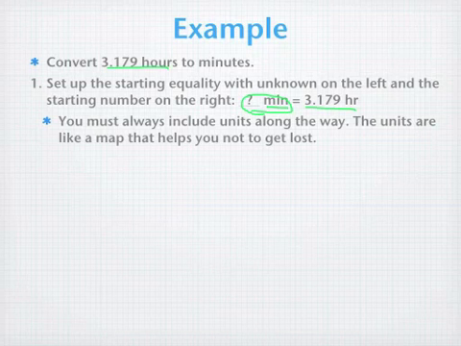The reason is you have to include units all along the way. The units are like a map. In other words, think about it this way. If you wanted to get to Chicago, you would want to think about how you're going to get there from New Jersey. And you probably wouldn't want to go through California because that's going to get you out of your way. But you know that if you go through Ohio, then you can get to Chicago pretty easily. So these are like a map. It's going to help you find your way from where you start to where you want to get.